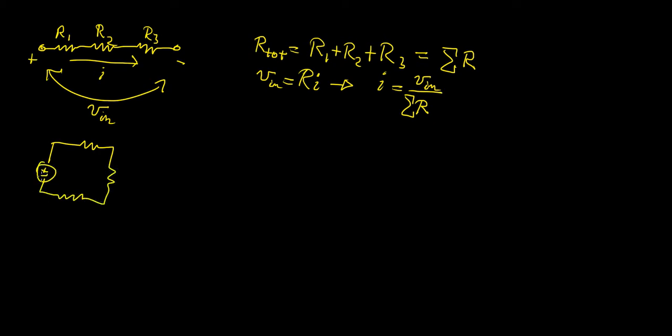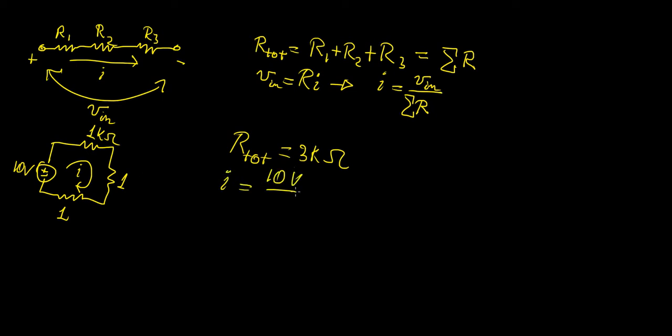So let's have a DC voltage supply of 10 volts, and then let's have a resistance of 1 kilo ohm on each of these ones, and we want to find out the total current. Then the total resistance is going to be the sum, which is just 3 kilo ohms, and then to find the current through the circuit, we're just going to have the voltage, which is 10 volts, divided by the 3 kilo ohms, and that's going to give us about 3.33 milliamps, because we're dividing volts by kilo ohms, and that's going to give us the answer in milliamps.